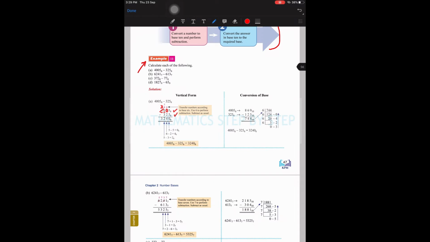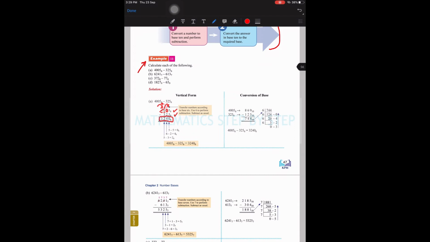So borrow 1 here, give us 6 here. But 6 because we borrow 1 here, okay? So left with 5, then here we have 6, okay? So 6 minus 2 gives us 4, 5 minus 3 gives us 2, so 3 remains here, okay?